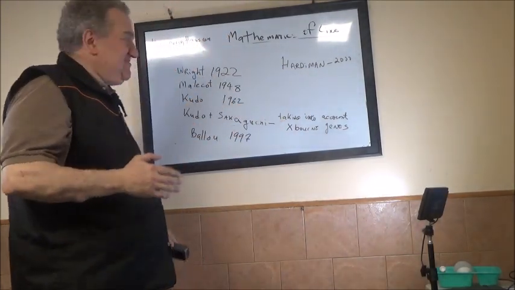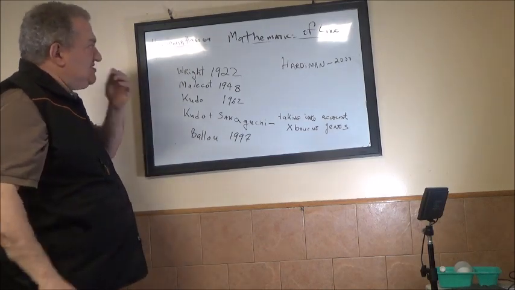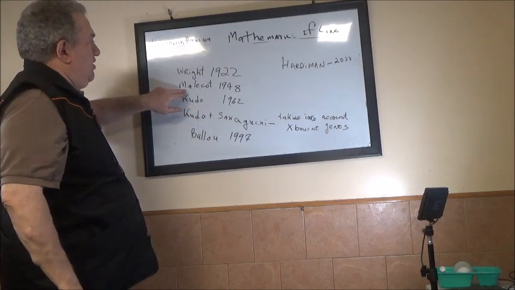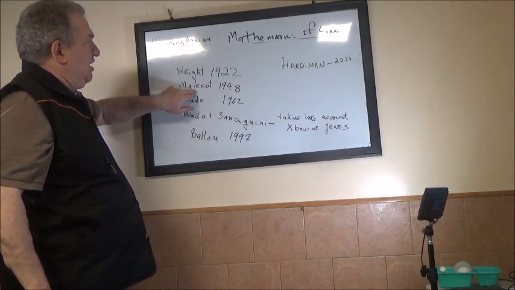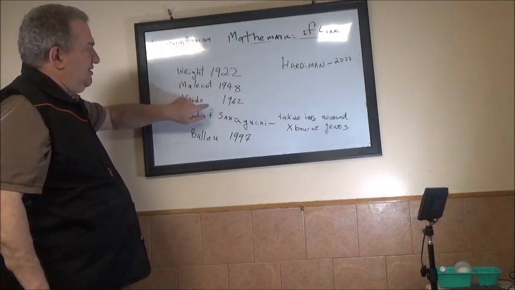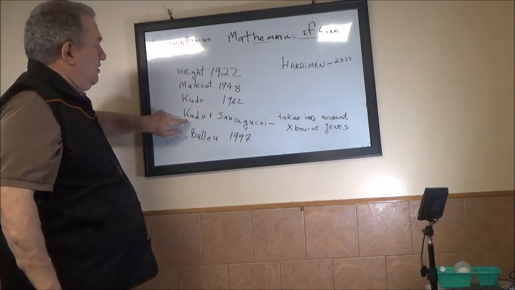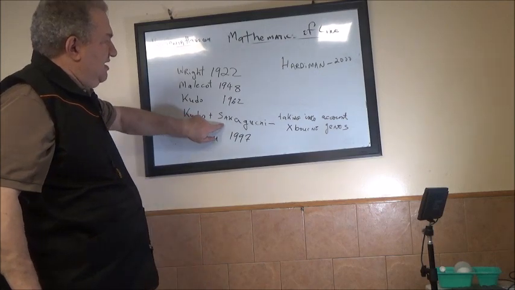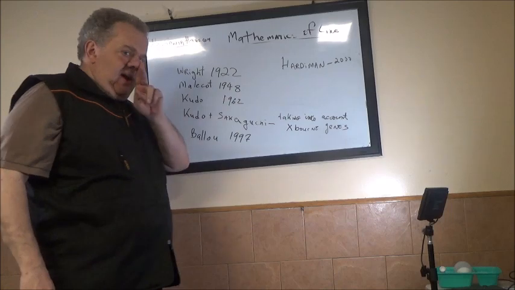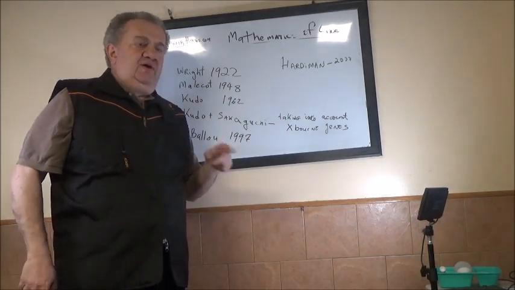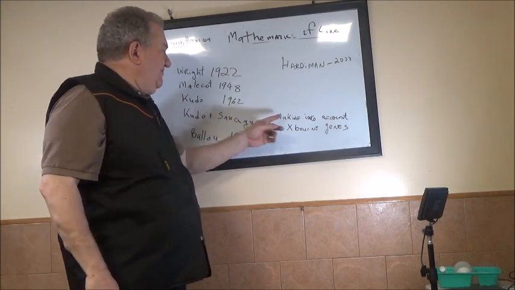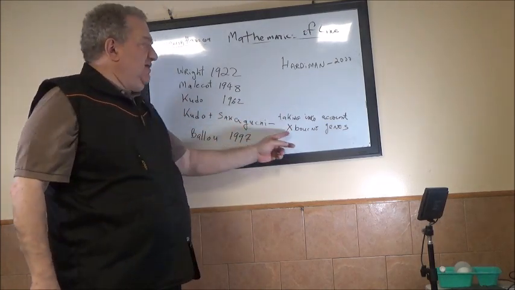Sorry for that interruption. So other scientists have come along since Wright, who did it in 1922. One of them was Medlicott in 1948. Another scientist came along named Kudo in 1962. Another came up, Kudo and Sakaguchi, a Japanese scientist. They figured out that the X chromosome has more payload than the mother and father combined. And they wrote a modified equation of Kudo taking into account X-borne genes.